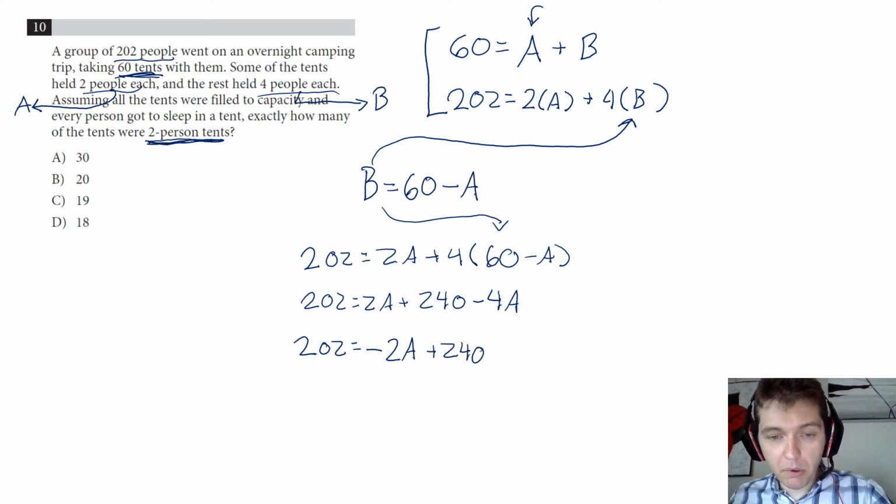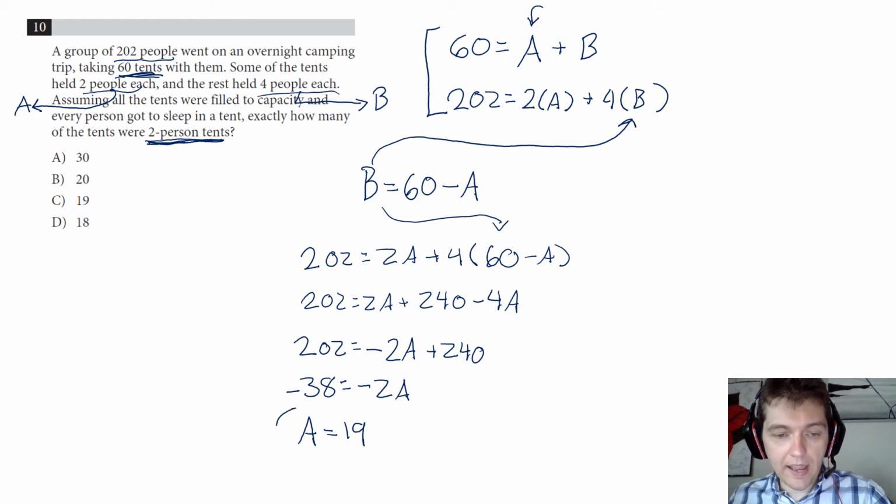Subtract 240 from both sides. 202 minus 240 is negative 38, is equal to negative 2A. Divide both sides by negative 2. Negative 38 divided by negative 2 is positive 19. So A is equal to 19.